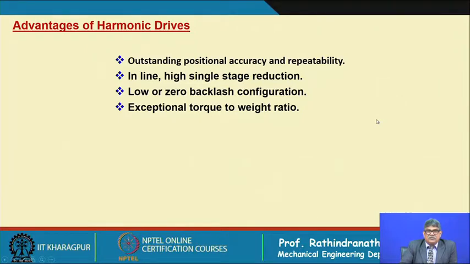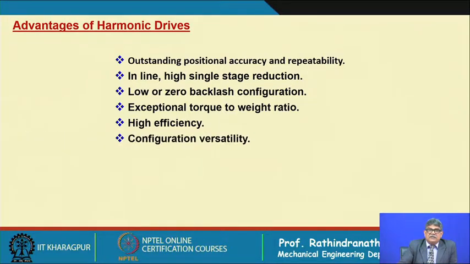Exceptional torque to weight ratio, very lightweight. You can see these three components which I have shown. This can transmit around 200 Newton meter output torque, but the weight is not much. It is only a few grams, 100 to 200 grams. High efficiency is also possible, of course at slow speed. Gearing efficiency may be low, but overall efficiency is very high. Configuration versatility: we can have the outer ring fixed and the output from the flex spline, or vice versa.